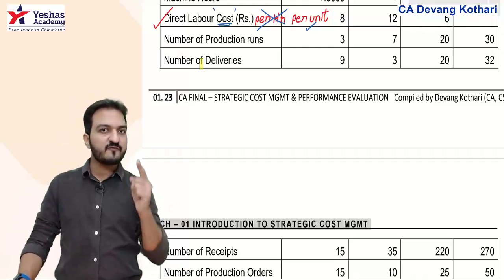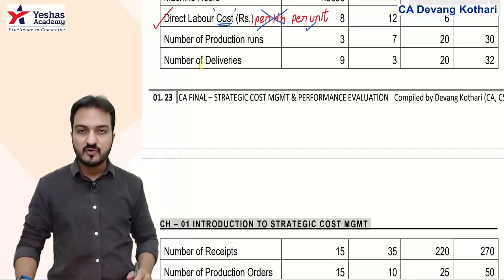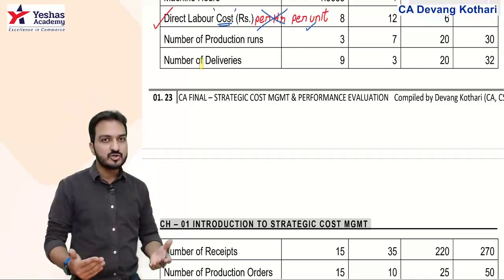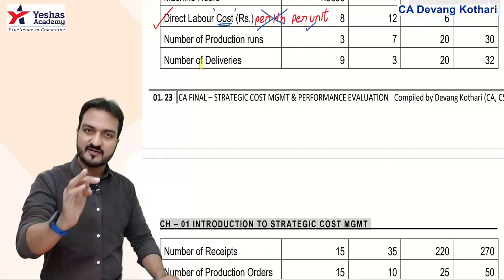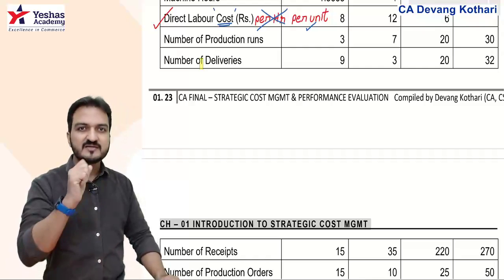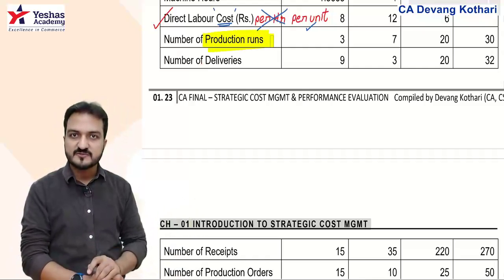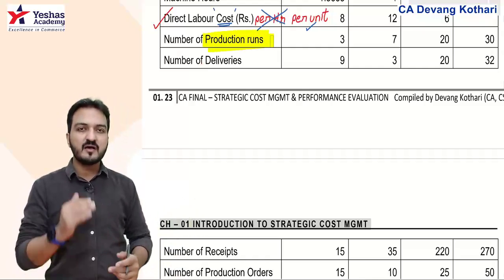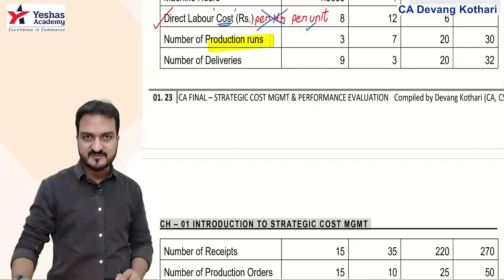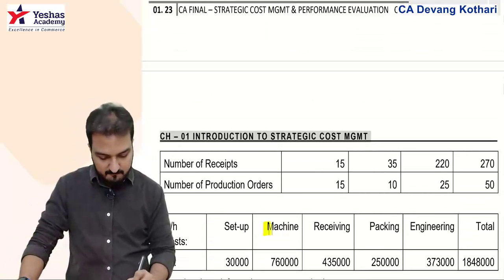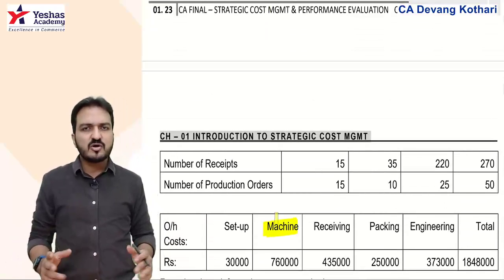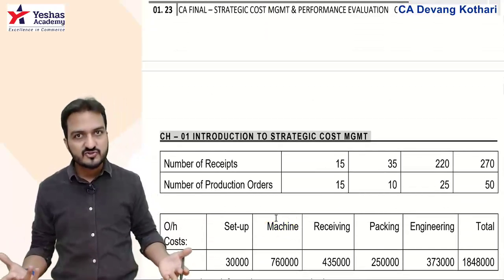You saw the list of examples I gave you yesterday. Machine setup cost should be based on a number of times I set up the machine. Number of times I set up the machine will be same as the number of production runs. So my setup cost will be taken based on a number of production runs. Okay. Next you have machining cost. Machining cost, yes, it will depend on machine hours only.